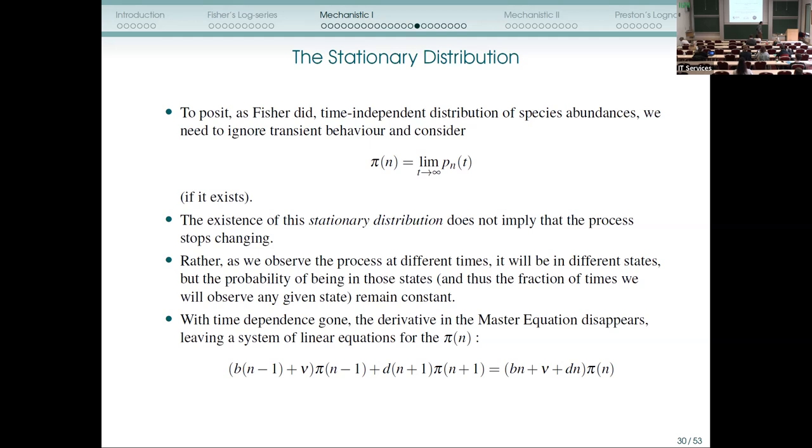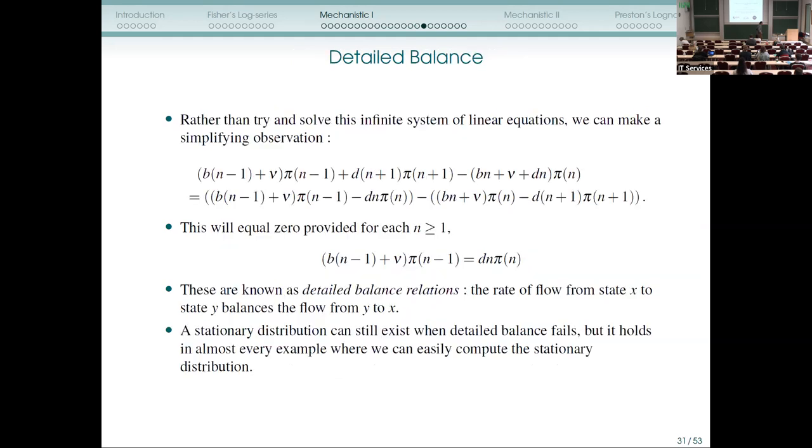And the ideal thing is if I could solve this, then I would be able to have a distribution of abundances after all the details have washed out. It's just the long-term behavior of populations. Now, great, I've traded an infinite system of ordinary differential equations for an infinite dimensional system of algebraic equations. Still not going to be something I can plug into my computer and solve. But I don't have to.